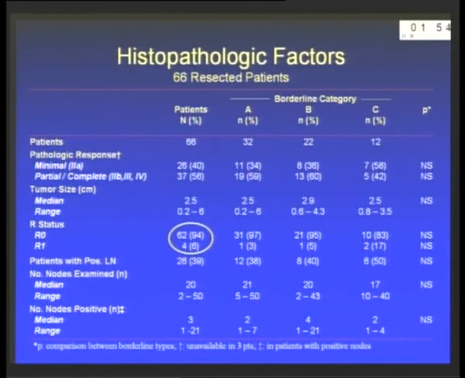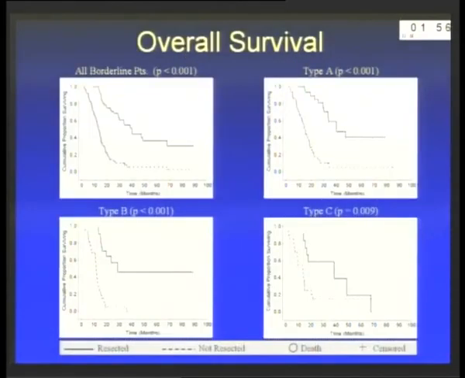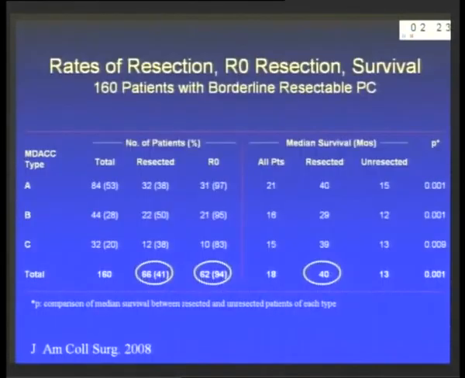If we look further at the outcome data of these patients, and we look at the Kaplan-Meier survival plots for the entire borderline group or for the subsets, what we see in this context is a median survival of 40 months, again, as compared to the numbers you saw earlier today of median survivals of 20 months for patients who have localized earlier stage pancreatic cancer.